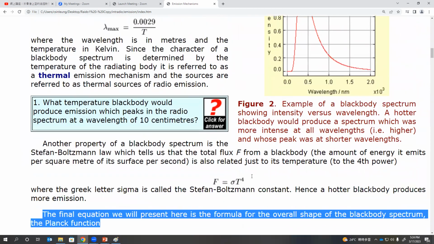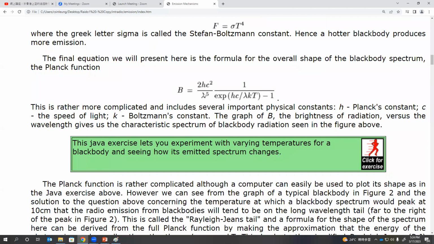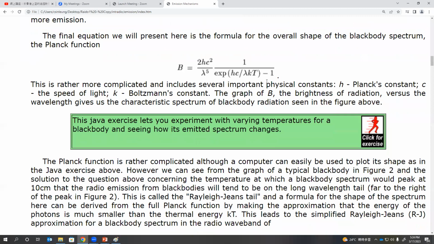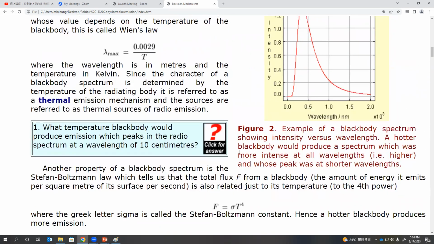For this equation, we would like to say a few words about that, because you can see that we have many constants, such as h, the so-called Planck's constant, and also k, the Boltzmann constant, right? And c for the speed of light. So you can see that this equation is closely related to quantum physics, all right? And it can describe the blackbody spectrum.